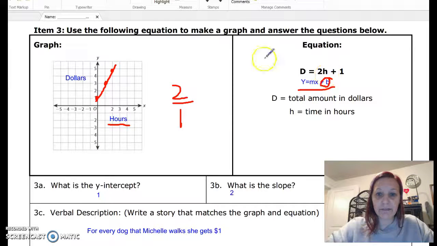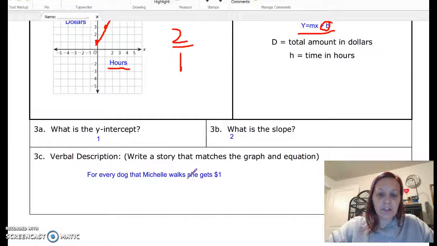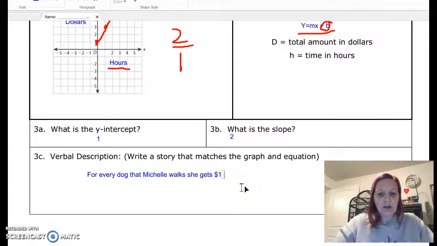Okay, from that information and just from graphing it, we know immediately what the y-intercept is. The y-intercept is 1 and the slope is 2. Okay, we calculated that earlier. Verbal description, you can write a story that matches that graph. I started my story out. Michelle is a dog walker, and for every dog she signs up, she gets $1 plus 2 additional dollars an hour.